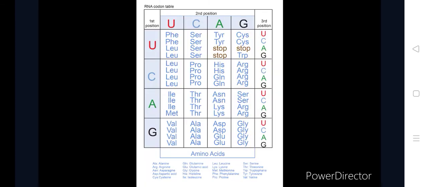So here is the RNA codon table. As we can see, the first position is U, C, A, G, and the second position is also U, C, A, G, followed by the third position. U, C, A, G stand for uracil, cytosine, adenine, and guanine. Below are some of the amino acids being formed.